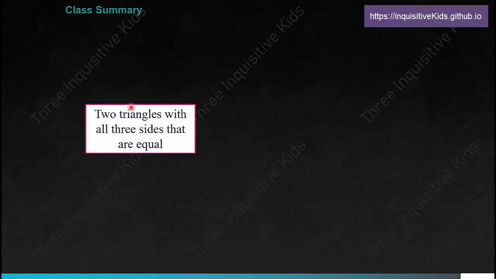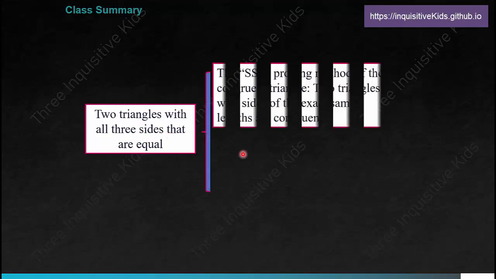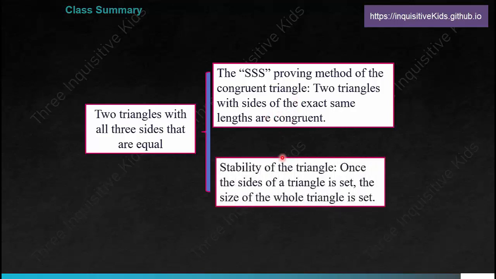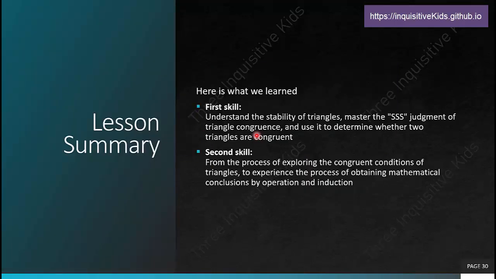Class summary. Today we learned that two triangles with all three sides equal will be congruent. The SSS proving method of congruent triangles: two triangles with sides of the exact same lengths are congruent. And the stability of the triangle: once the sides of a triangle are set, the size of the whole triangle is set.